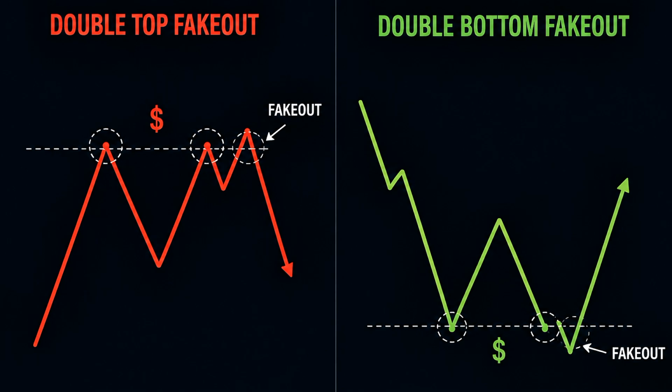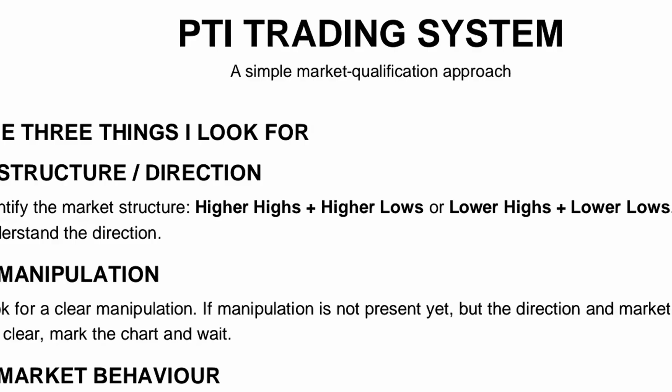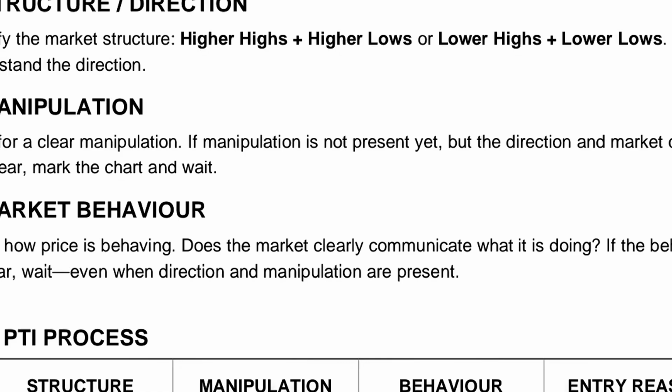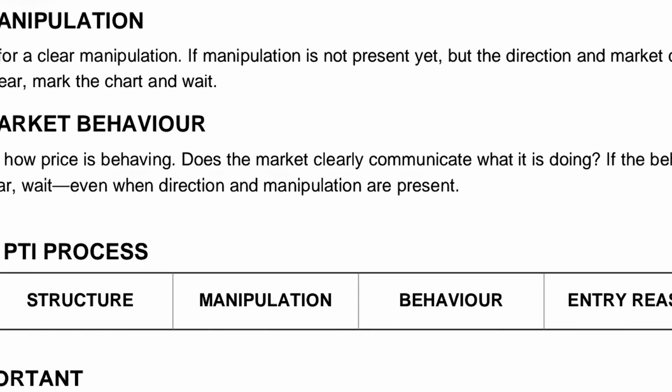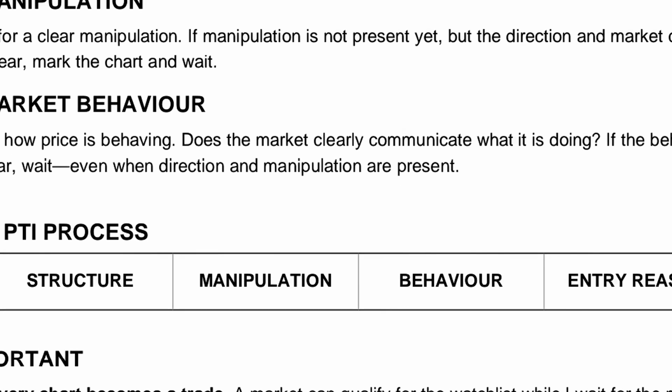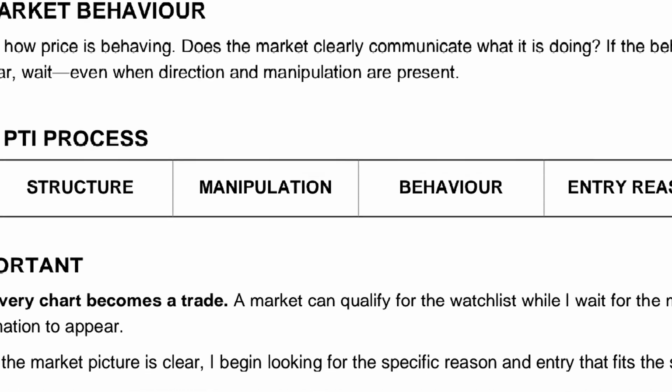After which, we want to see a manipulation that is in favor of that particular direction we are looking at. We want to see that the market has taken out traders, there has been a liquidity sweep, then we can start looking for an opportunity to enter. But before that, we want to look at something else, which is market behavior. We want to see that the market is actually telling us a story that we understand. So the process is structure, manipulation, behavior, and we'll now look for reasons to enter.